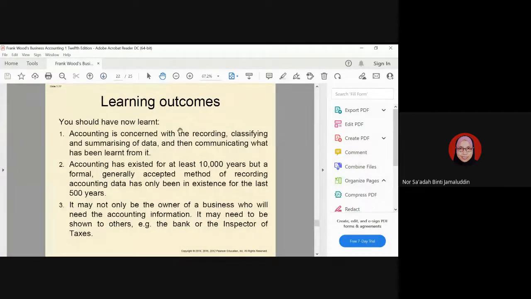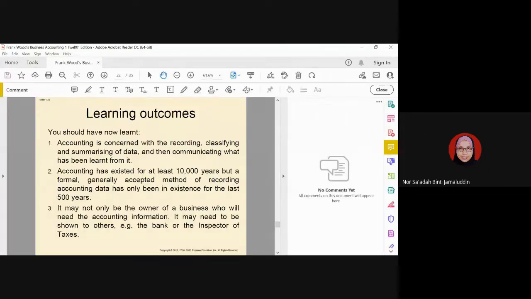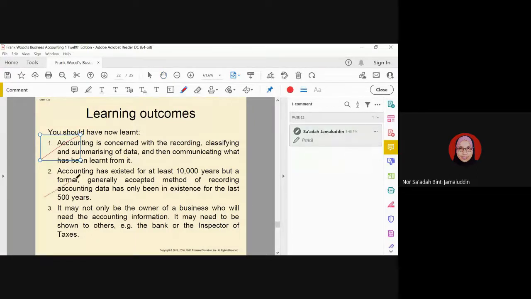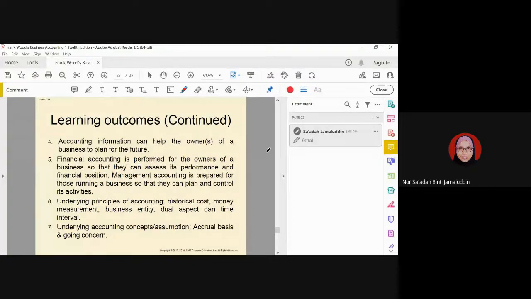This is the learning outcome for this topic. You should have now learned the meaning of accounting, then the history of accounting. Next is the uses of accounting data or accounting information, and then the function of accounting information in planning for the future.